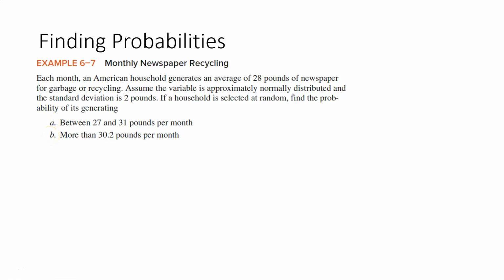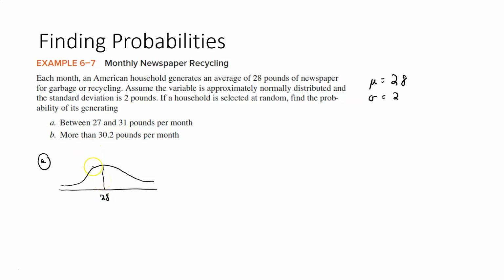So again, first thing I'm going to do, instead of doing the drawing, is write down my average and my standard deviation. In this case, the average is 28, so mu is 28. My standard deviation, sigma, is 2. So for A, my drawing will look something like this. In the middle, I've got 28.